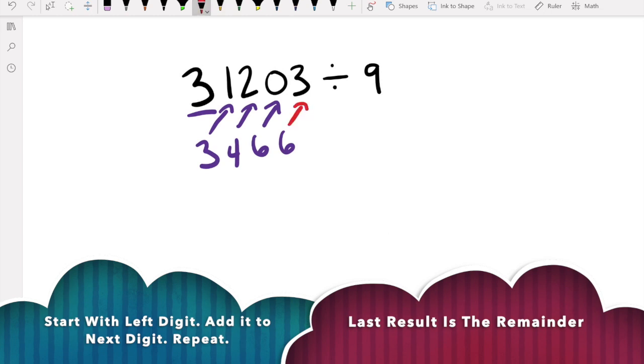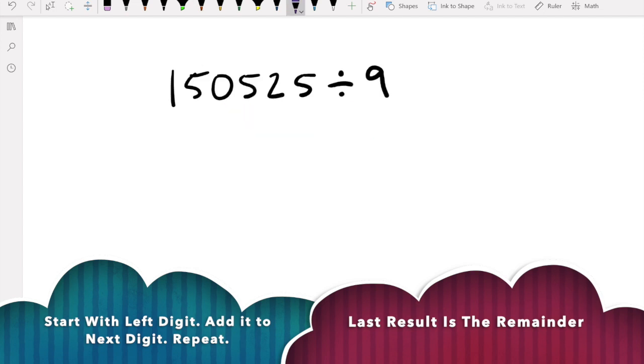6 plus 3 is 9. So that's a remainder of 9, and since 9 goes in there one time, you actually add 1 to the ones digit to get your final answer, 3,467.